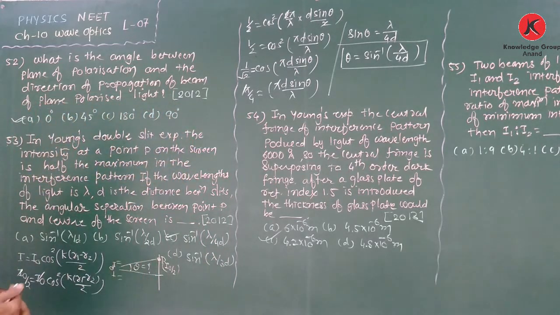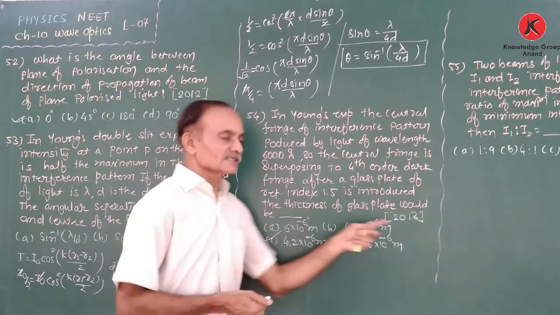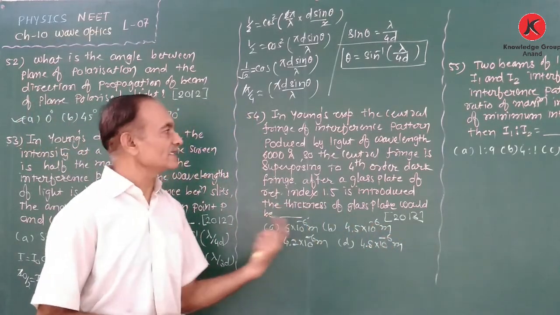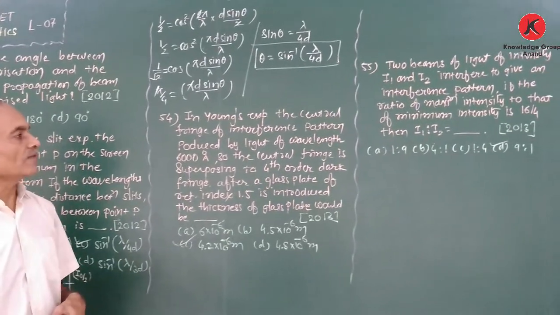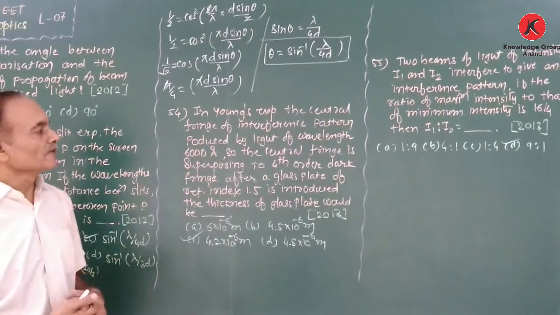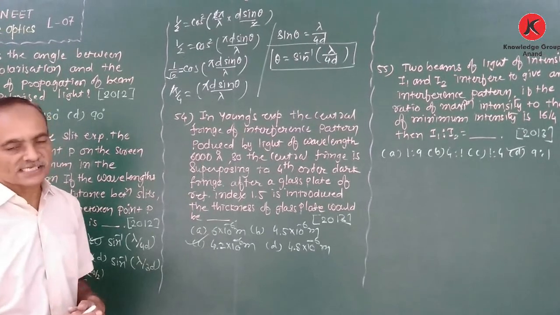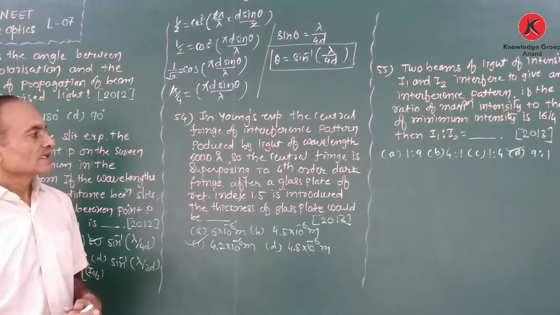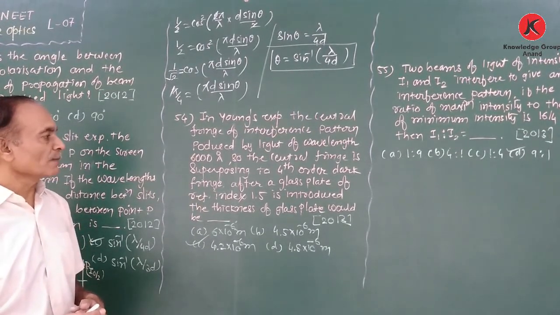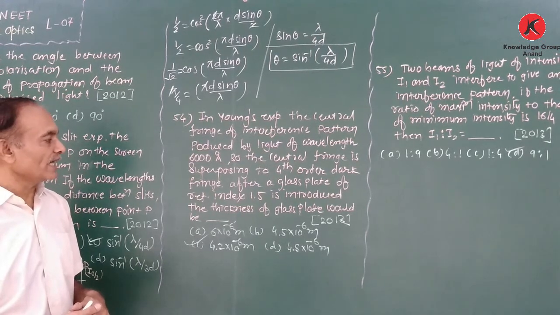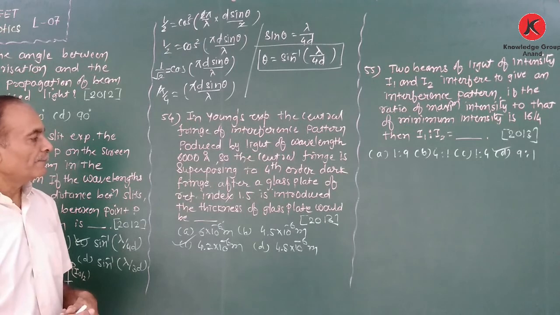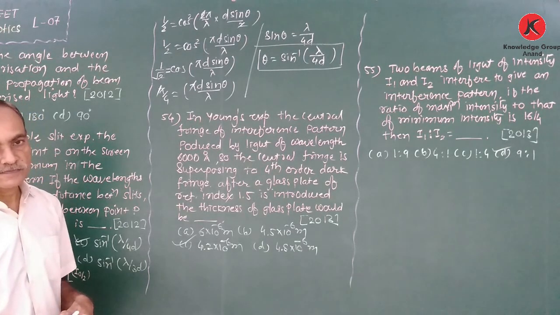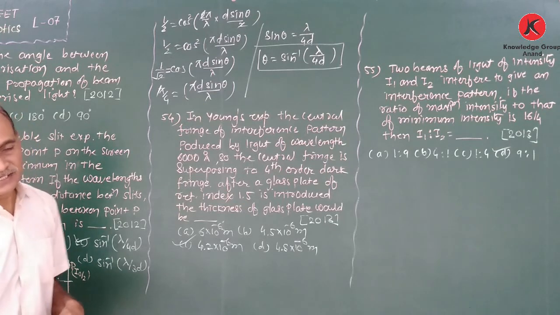After that, the next question asked in 2013 is quite interesting. In Young's experiment, the central fringe of the interference pattern produced by light of wavelength 6000 angstrom is superposed by the fourth dark fringe after a glass plate of effective index 1.5 is introduced. So what does it say?